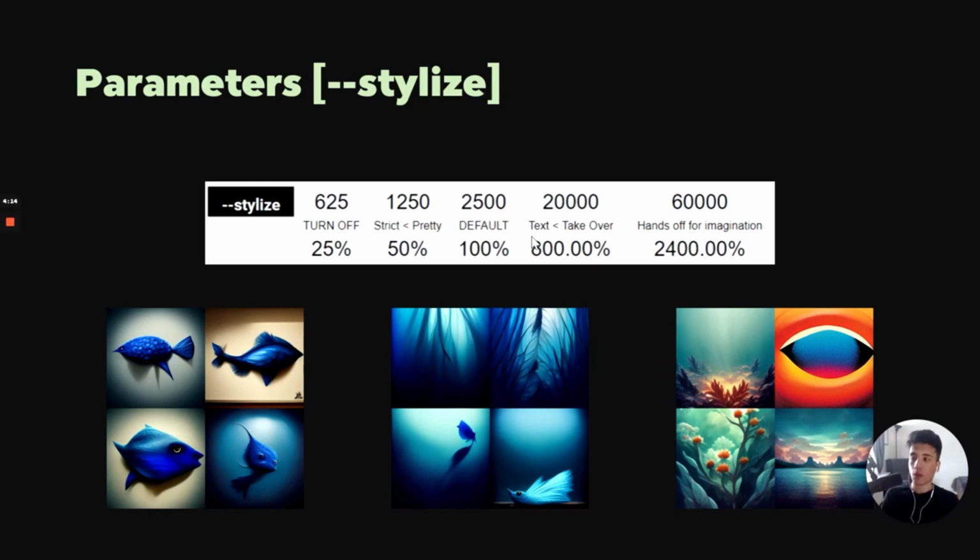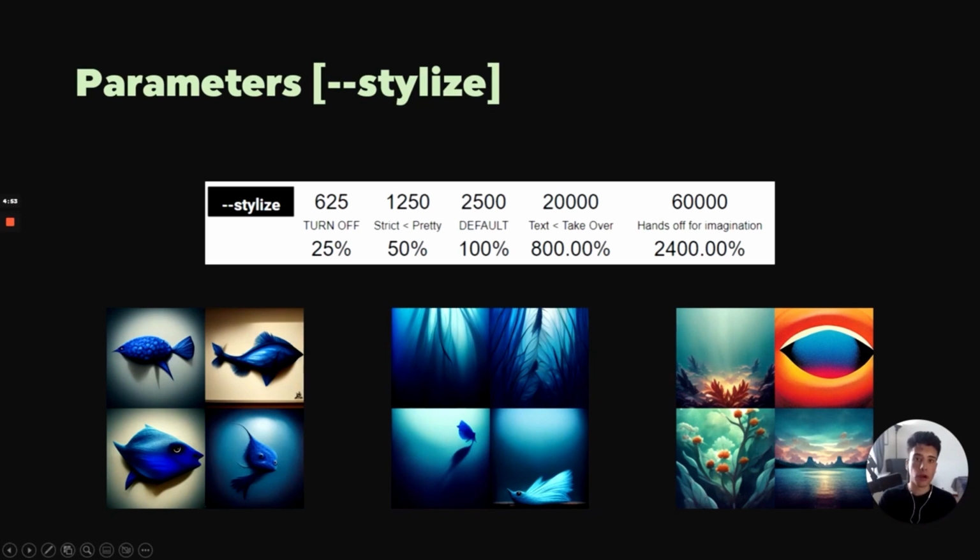And then if you go overboard, you put 60,000. I don't care. Just give me something totally that you want to imagine. Then as it says here, hands off for imagination. I put a bluefish, and I cannot see any bluefish in these 4 images. Maybe this is an eye of a bluefish, but I cannot see the bluefish itself. So it's going to give you just really random things. What I usually go for is around 5,000 or 2,500. I think that is, for me, the great balance in terms of the stylized factor.